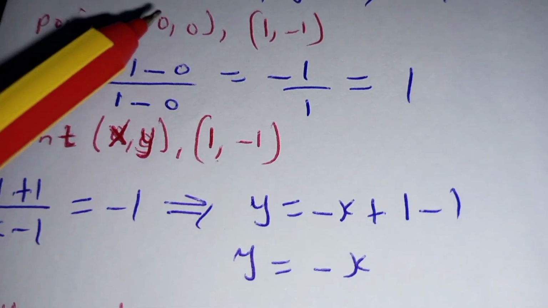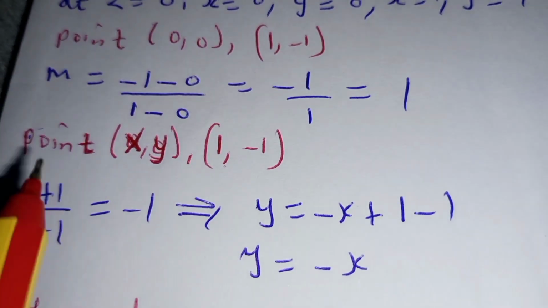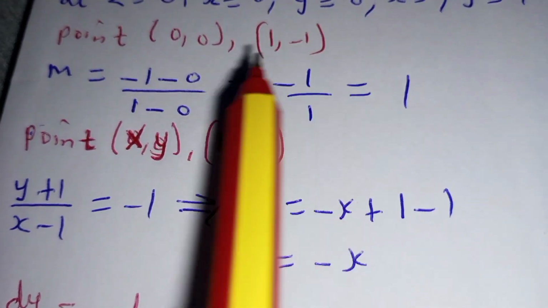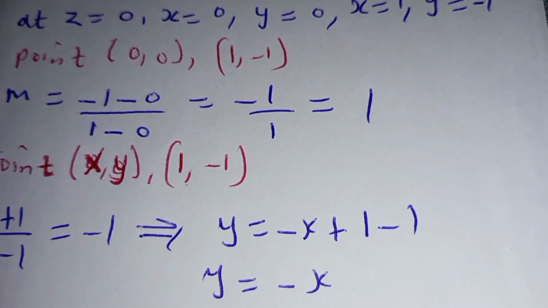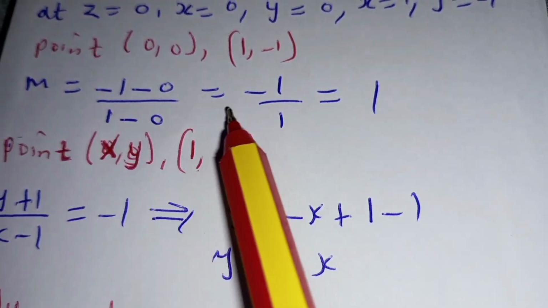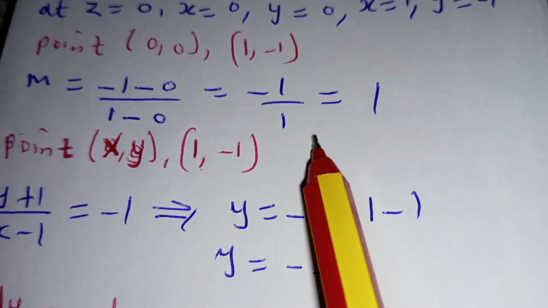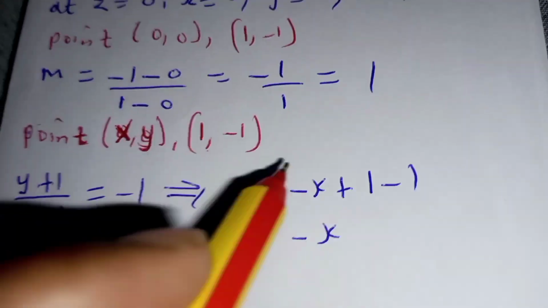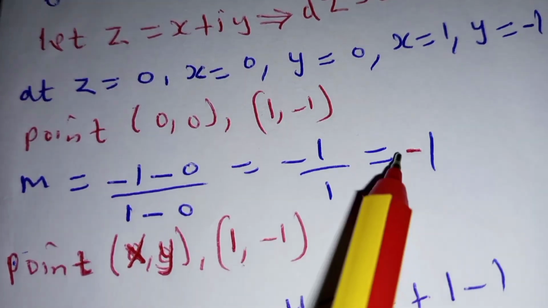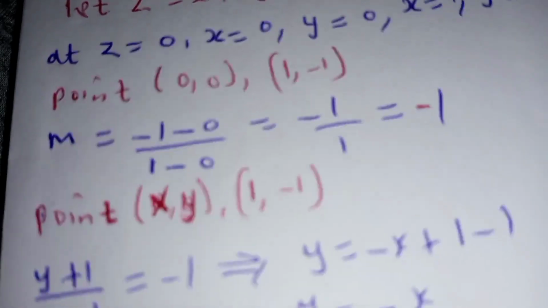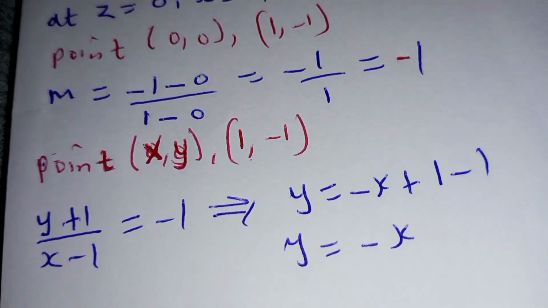So using these 2 points, we obtain the gradient, which is given by change in y, negative 1 minus 0, divided by change in x, that is 1 minus 0. Negative 1 minus 0 is negative 1, and 1 minus 0 is 1. When you do that, we obtain our gradient, negative 1. Our gradient is equal to negative 1.